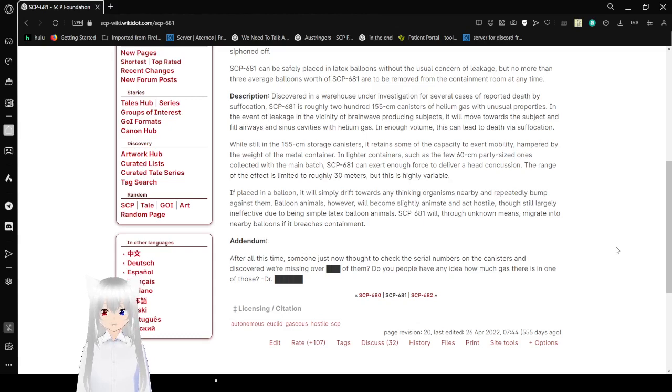In enough volume, this can lead to death via suffocation. While still in the 155 centimeter storage canisters, it retains some of the capacity to exert mobility, hampered by the weight of the metal container. In larger containers, such as the few 60-centimeter party-sized ones collected with the main batch, SCP-681 can exert enough force to deliver a head concussion. The range of effect is limited to roughly 30 meters, but this is highly variable.